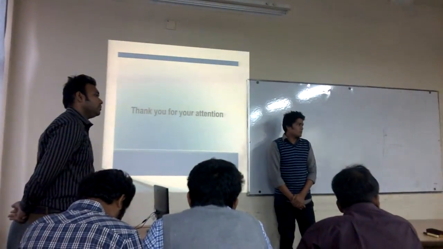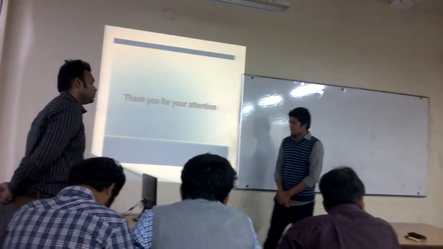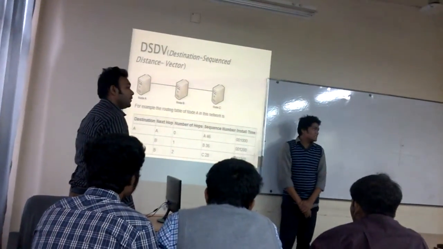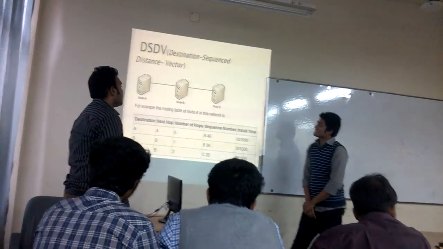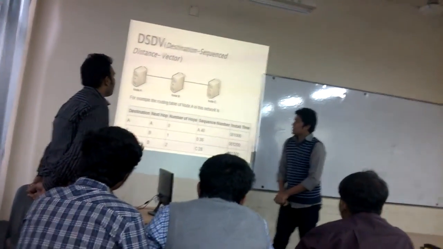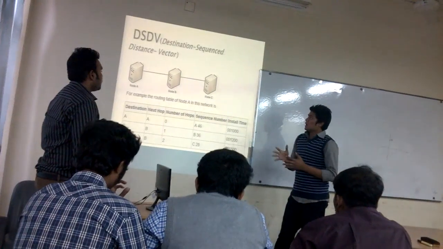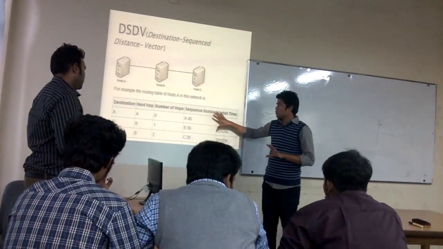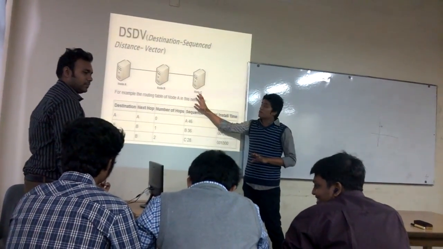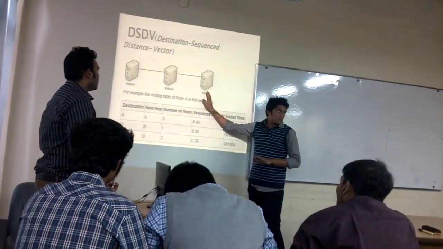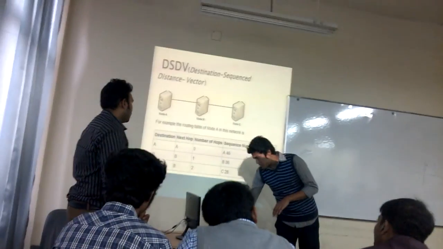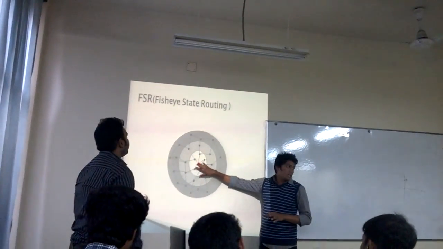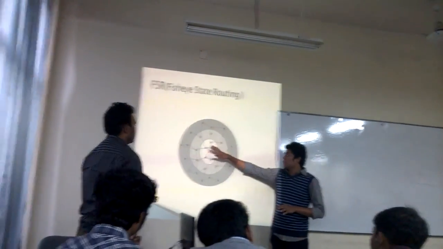Okay, so what is the difference between DSDV and Fisheye? Here, the routing table for every node holds the whole information for every destination, whether destination A, B or C. But in FSR, each node holds only the immediate neighbor nodes' information. They don't get the other nodes' information.